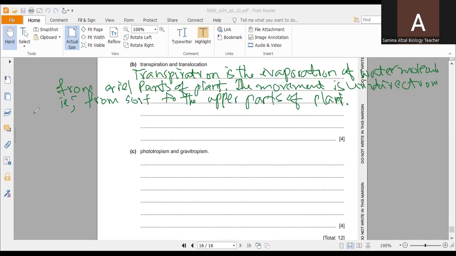And in this you can see the water is moved from the soil through root hair cells. It is absorbed through root hair cells by the process of osmosis, and then the water enters into the xylem vessels, and from the xylem vessels the water is moved in the upper direction to the leaves, and then through the leaf stomata it is evaporated into the air.